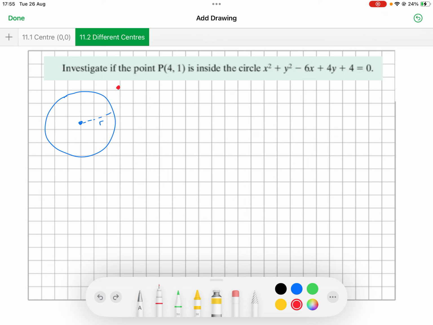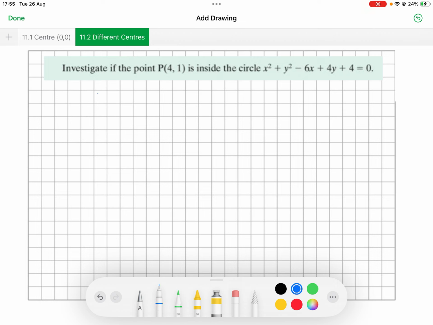Similarly, if I have a point and it's inside the circle, then the distance from the centre to that point has to be smaller than whatever the radius is. And lastly, if I have a point on the circle, the distance from that point to the centre has to be equal to the radius. So it has to be the same size. And that's how we're going to investigate where points are. And again, always do a little sketch or a little drawing.